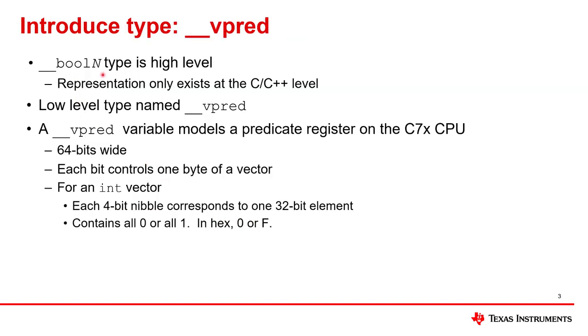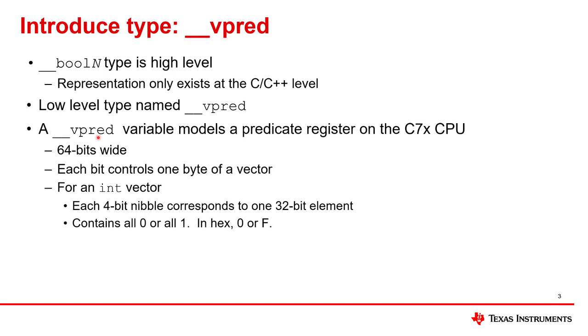A Boolean type is a high-level type. In the previous example, it was named bool4. The representation of this type only exists at the C and C++ level, which is to say it does not exist at the hardware level, which raises the question, well then what does exist at the hardware level? Well, there's another type that you could use instead of the Boolean vector type, and it's called vpred.